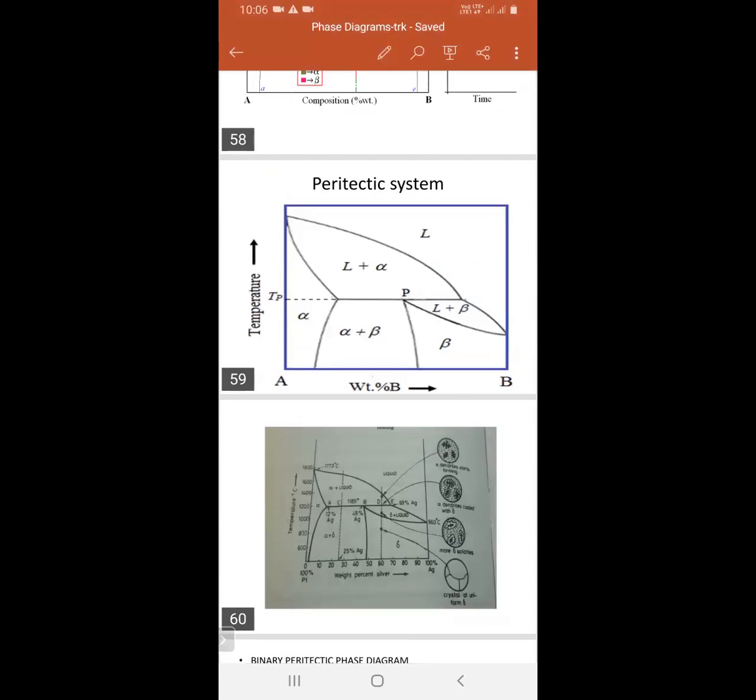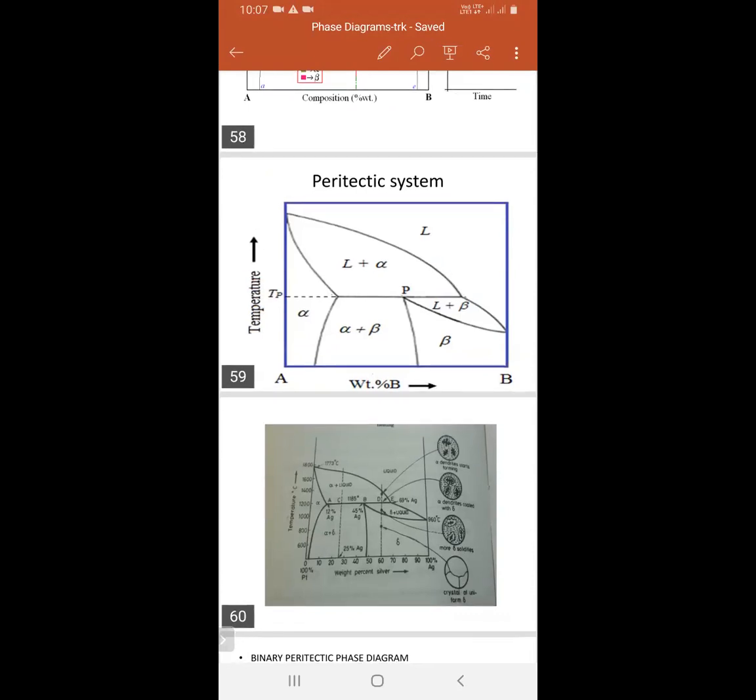Here one phase diagram is there. That is the peritectic phase diagram, the peritectic system. What we discussed in the previous phase diagrams, this one is also in the same way. Here also we will take two pure metals A and B.